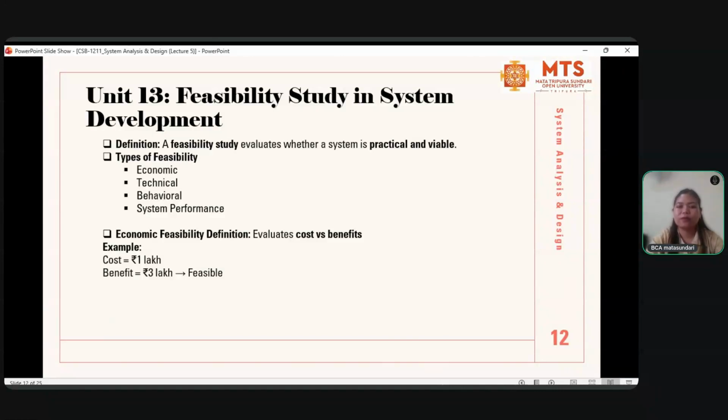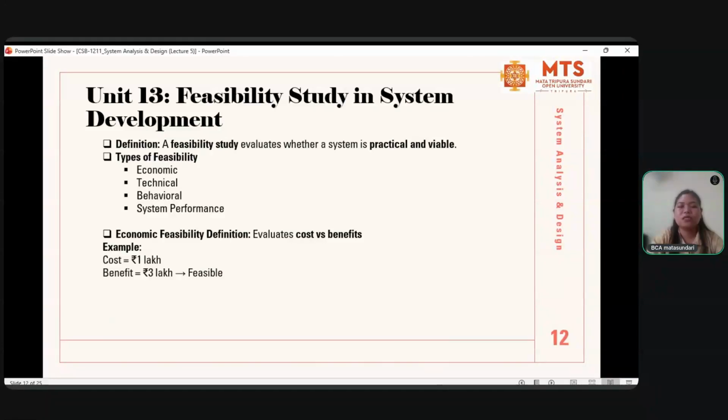Next, economic feasibility definition. What is the difference between a feasibility study and an economic feasibility study? Here we will know. Economic feasibility evaluates cost versus benefit, but the feasibility study evaluates whether a system is practical and viable. Okay, example: cost equal to 1 lakh, benefit how much? 3 lakh, then it's feasible.